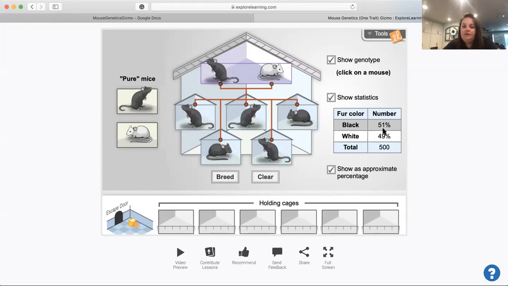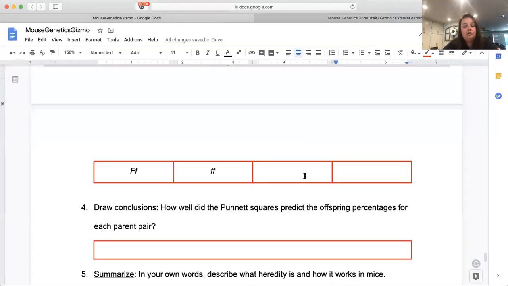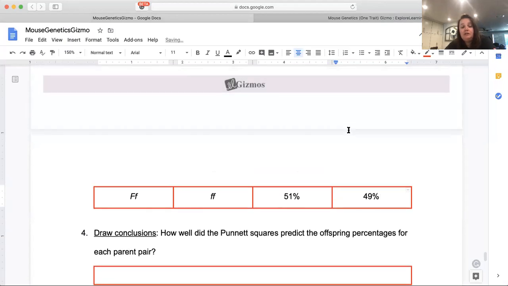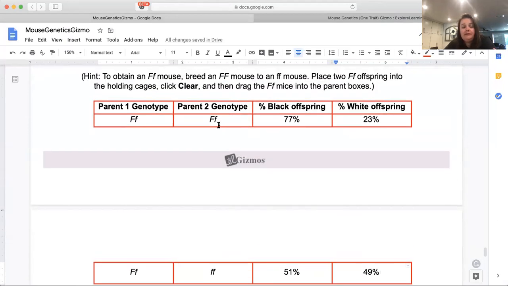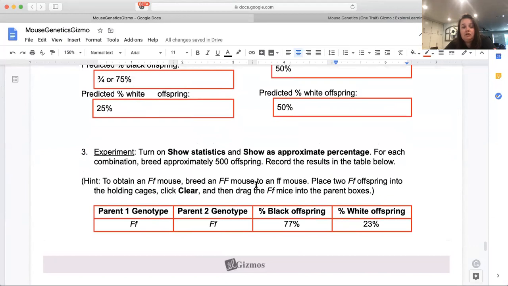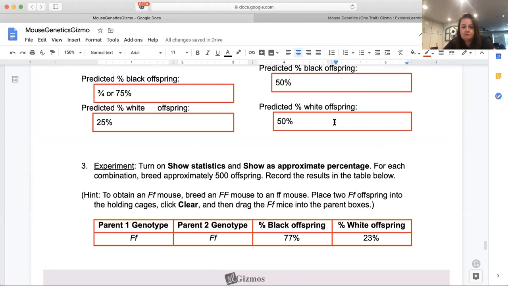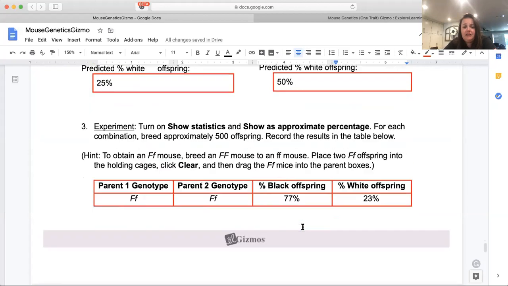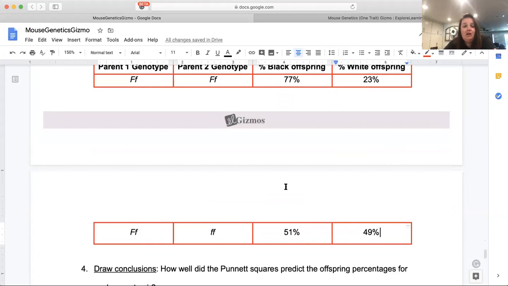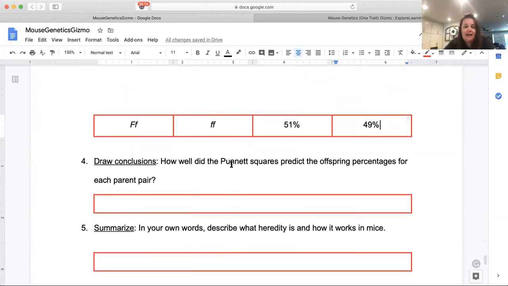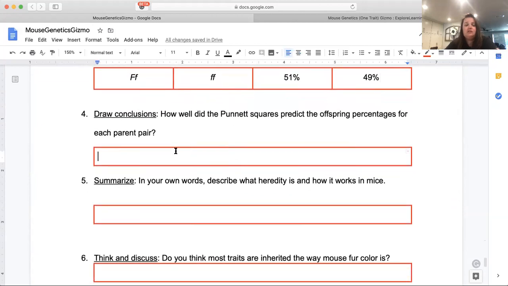So our numbers this time are 51 and 49, which are very close to 50-50, 51% and 49%. Now what we're gonna do is compare these two numbers that we got to what we predicted earlier by doing the Punnett square. So the capital F, lowercase f, which was our first Punnett square, we said we should have about 75% black and 25% white. My data says 77% and 23%. That's pretty darn close. And for this one, we said 50-50, and we have 51 and 49. Again, almost exactly. So how well did the Punnett squares predict the offspring percentages for the parents?